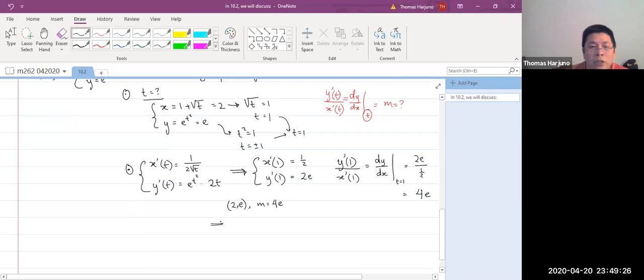So right now we have the coordinate 2, e and the slope is 4e. So the equation of the tangent line will be y equals 4ex plus some number d. When I plug in the coordinates, e equals 4e times 2 plus d, that's 8e, so d will be negative 7e. So the equation of the line is given by y equals 4ex minus 7e.